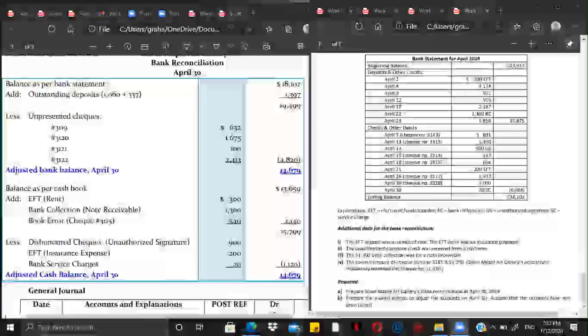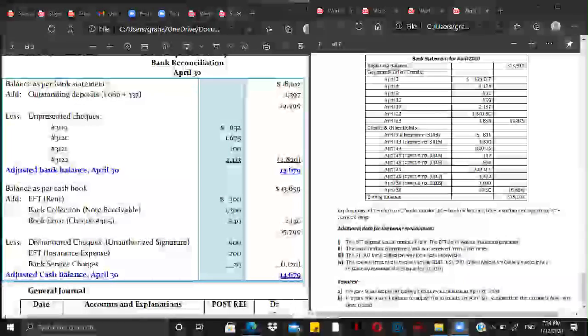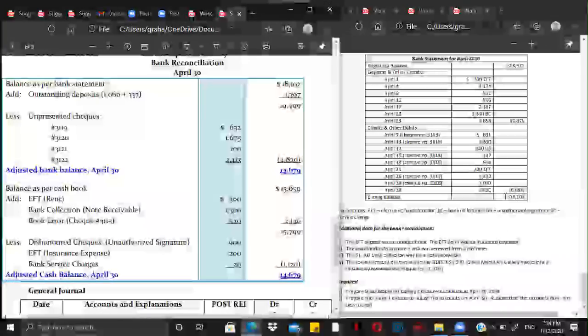So therefore, it's a check that you are paying. If you put a payment in your cash book for 1,930, that means that you paid the person 1,930. However, it's actually a book error, not a bank error. This one was made in the cash book and not on the bank statement. So it's a book error.